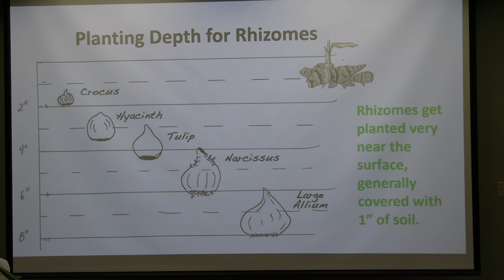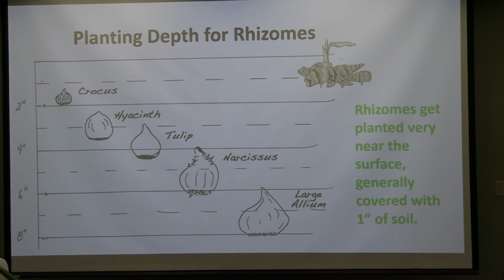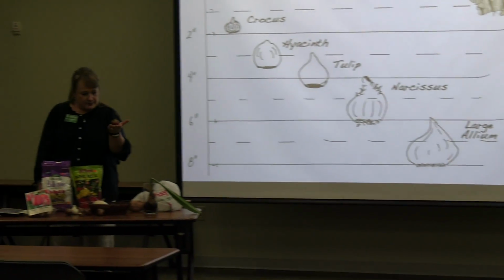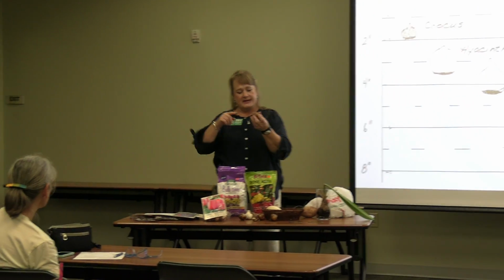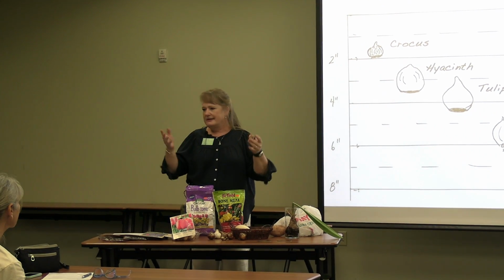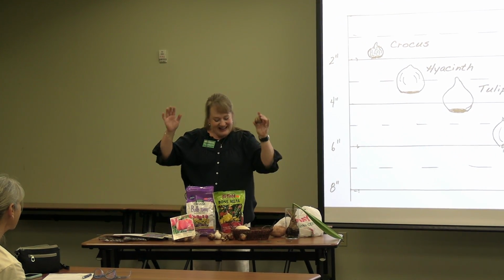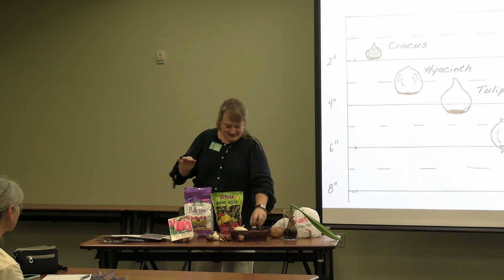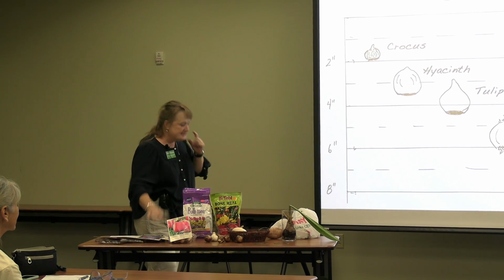A rhizome is not as easy to see as your true bulb, with the nose and the basal plate, but you usually will see a root. So always put the, Master Gardeners, y'all know this, put the roots down. Always put the roots down.